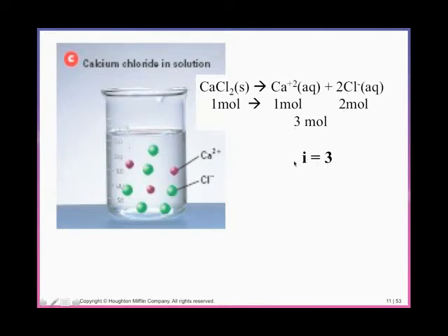So that means that if you are going to compare these three solutes mole to mole, the calcium chloride would lower the freezing point and raise the boiling point much greater than the glucose or the sodium chloride will.